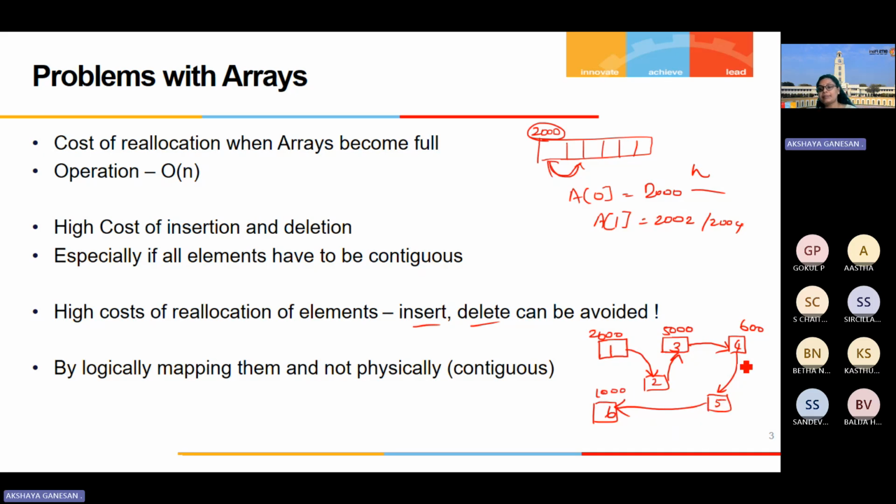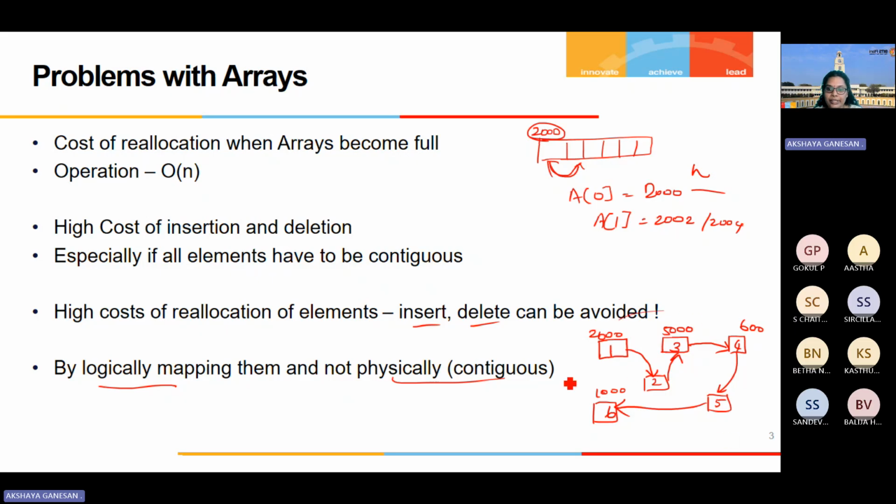Different place, but the previous element knows where the next element is. This is a logical mapping. Physically, we are not mapping. In an array, it has to be physical, but we know that physical allocation of data is causing us a lot of problems. So we are trying to do a logical mapping.